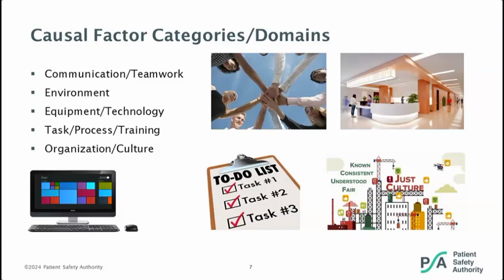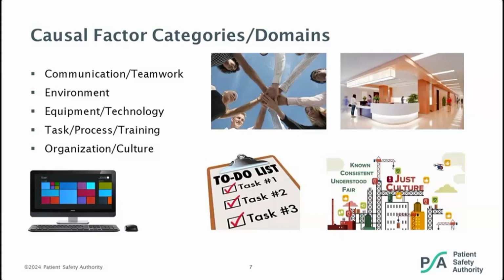The equipment technology causal factor domain encompasses factors related to the design, operation, maintenance, and utilization of equipment, machinery, tools, and technology. This domain focuses on how equipment and technology contribute to events or outcomes, either directly or indirectly. Some examples include equipment failure, design flaws, and human-machine interface issues.